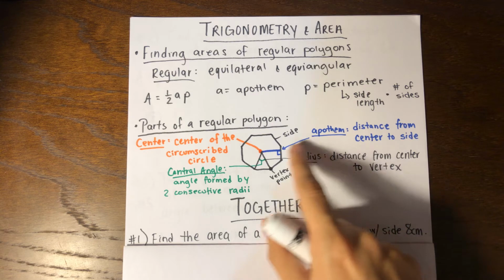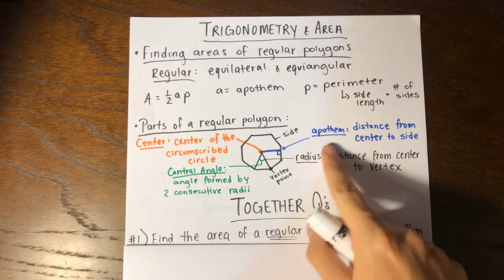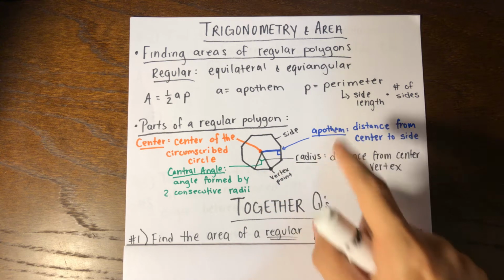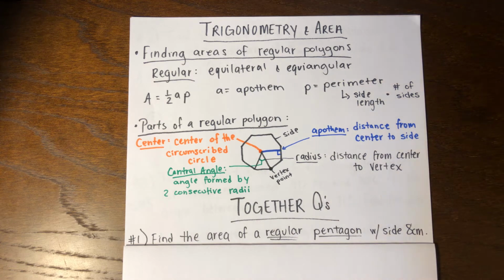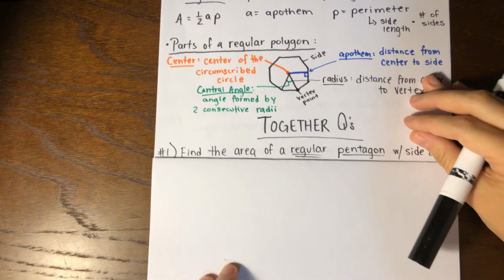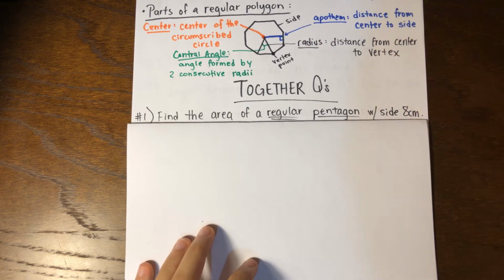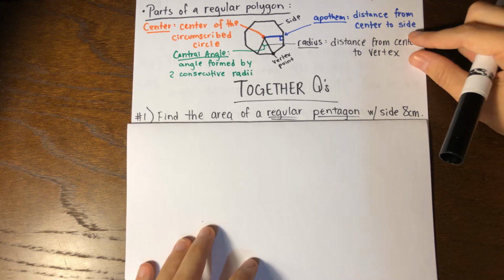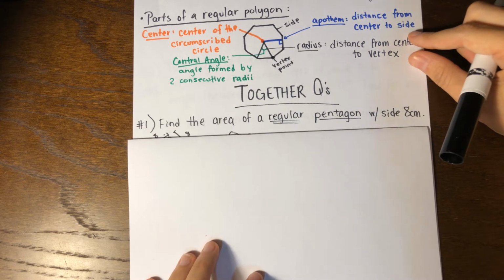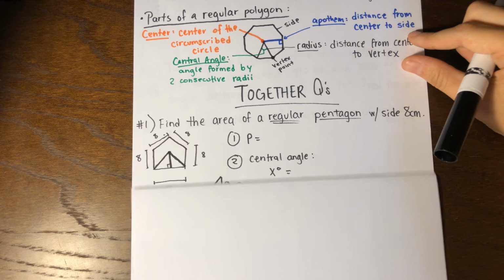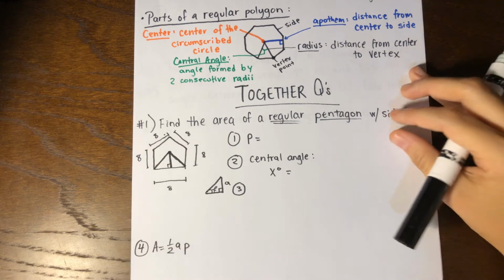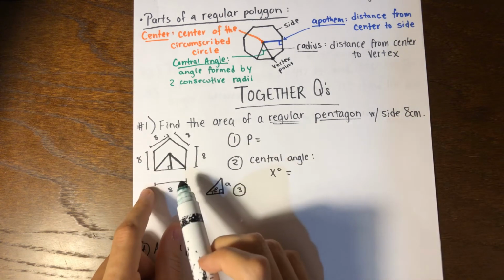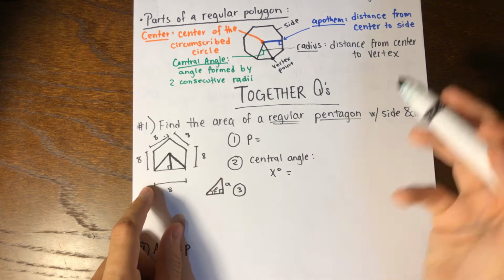The apothem is if we go to the center and we go directly straight across to the side. So in this first one, we are going to have to find the apothem and the perimeter before we can solve for our area. Okay, so this one's a little tricky, but it gets easier as we go along. For number one, it says find the area of a regular pentagon with side 8 centimeters. So the first thing to do would be to draw a pentagon, right? A pentagon has 5 sides.